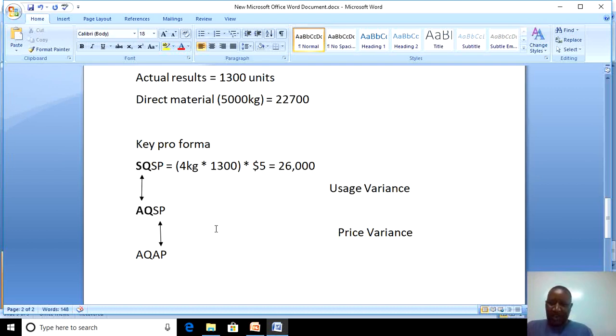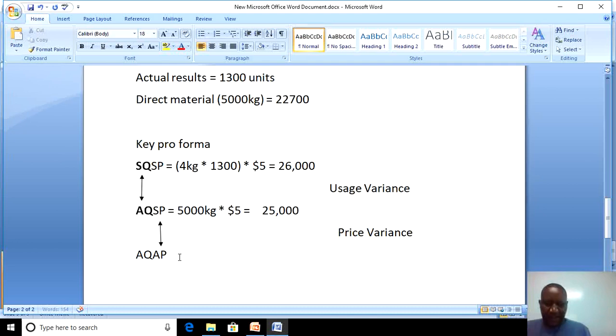Let's get actual quantity multiplied by standard price. From the question, we are told that the actual materials used were 5,000 kg. So actual quantity used is 5,000 kg. This is multiplied by the standard price per kg, SP, which is 5. So how much would that be? Get that in the calculator. It'll be 25,000.